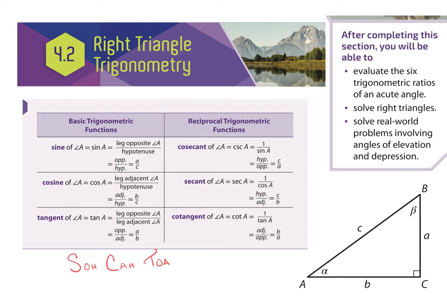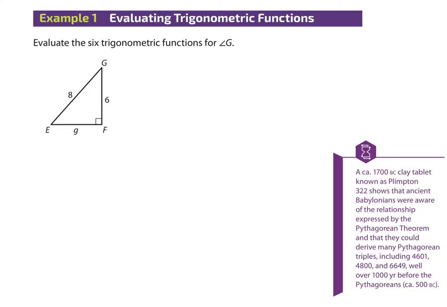Finding it's really simple. If you look at example 1, evaluating the trig functions, they want all 6 trig functions. The only thing here is they left out one side. Thank goodness we know a theorem to help us solve for one side of a right triangle. What is that theorem? There we go. A squared plus b squared equals c squared.